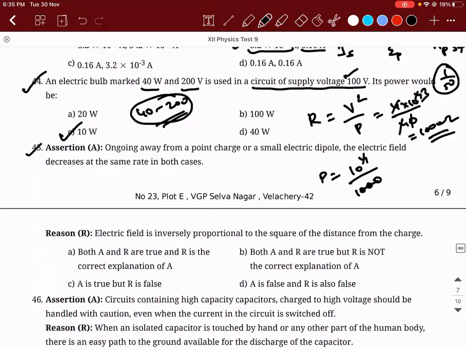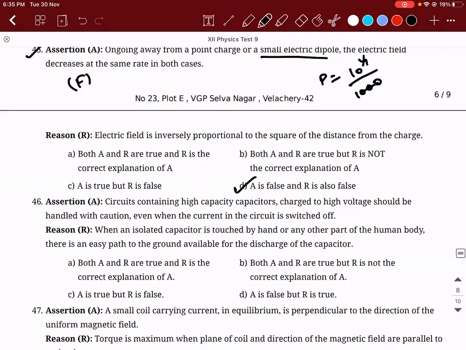So what is the answer for 45th, guys? On going away from a point charge or a small electric dipole, the electric field decreases at the same rate in both the cases. True or false? False. Why? For a dipole, it is 1 by R cube. Yes. So only option false is this thing, 45D.